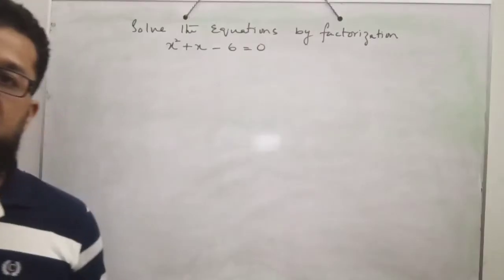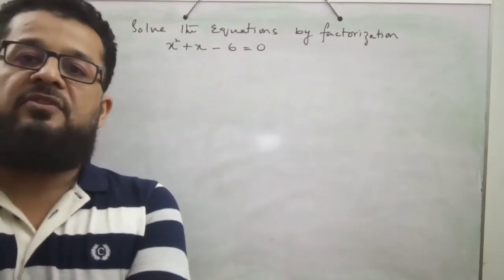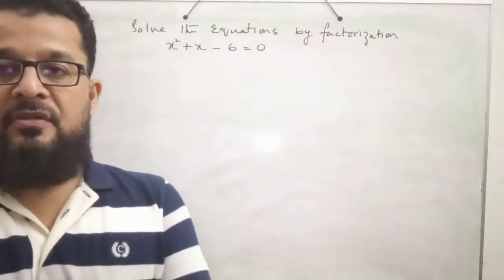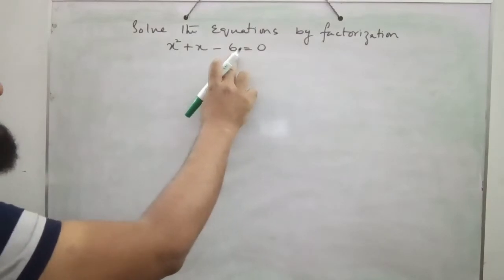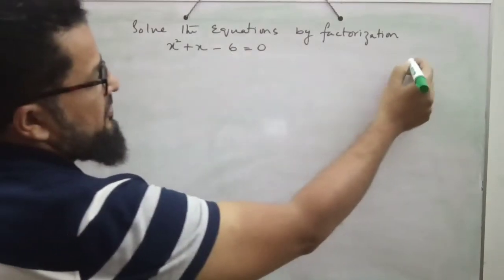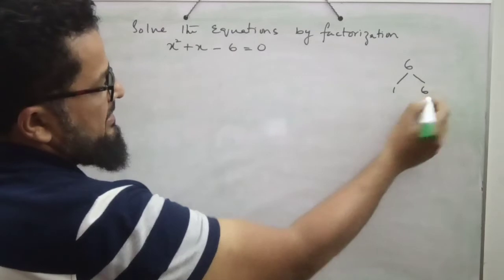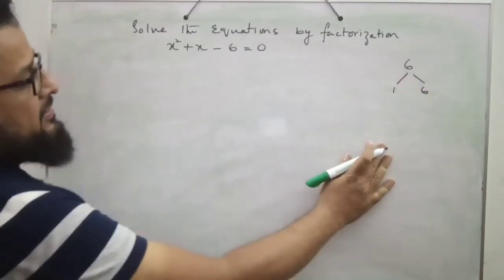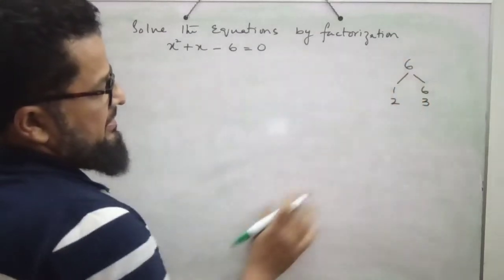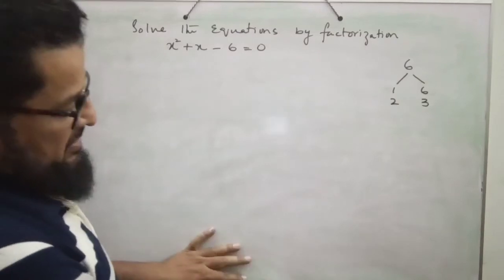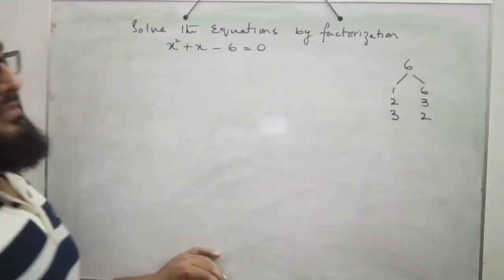So here the question is x squared plus x minus 6 equals 0, and we are going to solve this equation by factorization. For factorization, we first check the last constant number. The number here is 6, so we find the factors of this number. The first pair is 1 times 6, which is 6. The second is 2 times 3, which is 6. The third is 3 times 2, which is 6. So these are the factors.